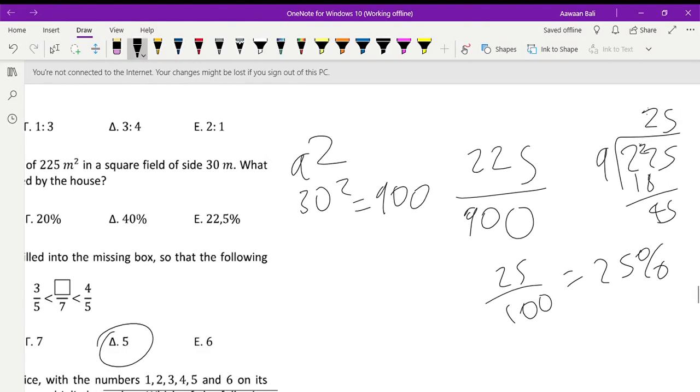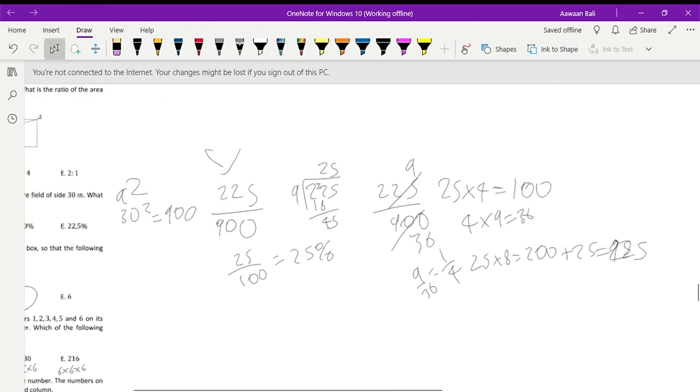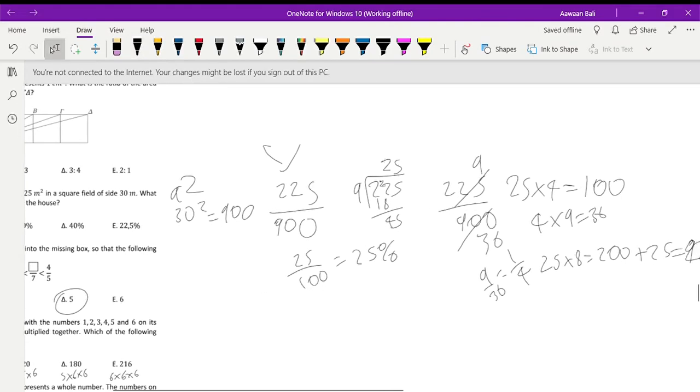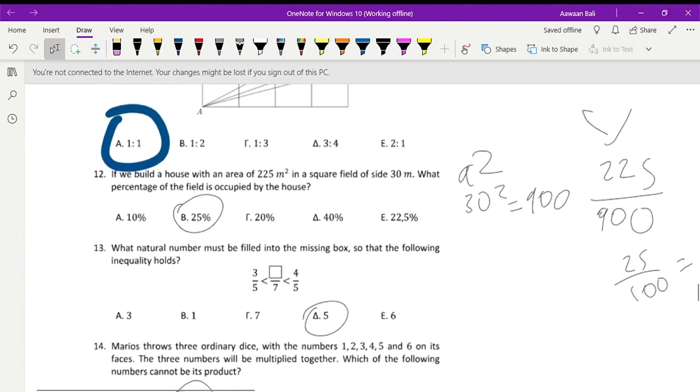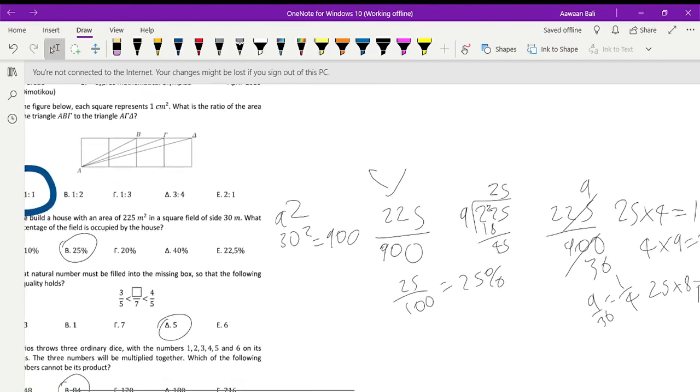But I recommend the first method because it's a bit simpler. But what method works best for you? I suggest that you try the method that works best for you. So therefore the answer is beta 25%.